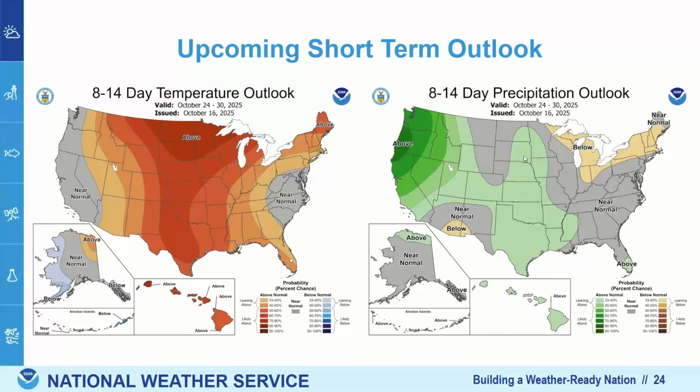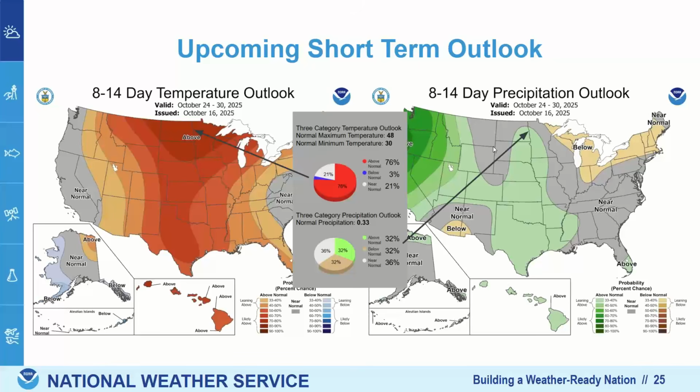And then looking at the precip, there is a slight lean for kind of that southeast North Dakota and west central Minnesota, and that 33 to 40% chance of leaning above normal precip in that kind of 2-week period from now. So how does that break down?